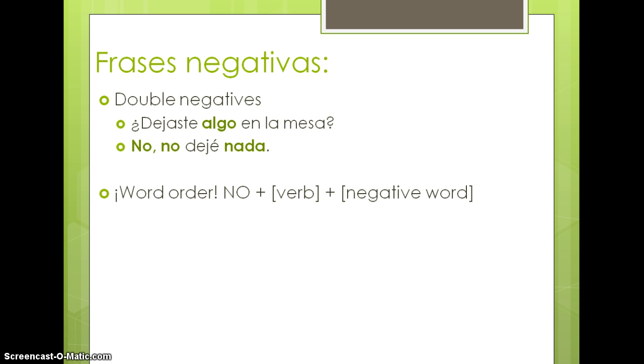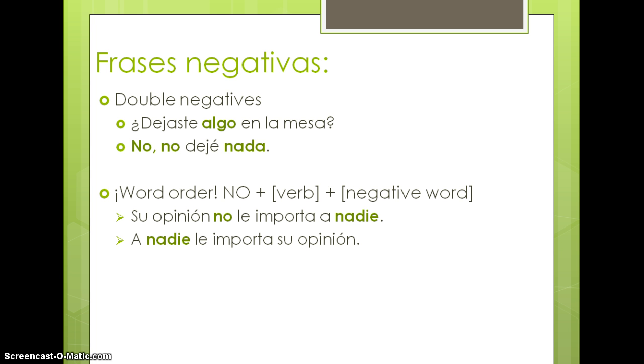In word order, most negative sentences will use the pattern of no, then the verb, and then the negative word. However, that negative word can sometimes be in front of the verb, and in those situations, then no is omitted. A couple of examples. Su opinión no le importa a nadie. His opinion doesn't matter to anyone, as opposed to a nadie le importa su opinión. Nobody cares about his opinion. Just a slight difference in the meaning.